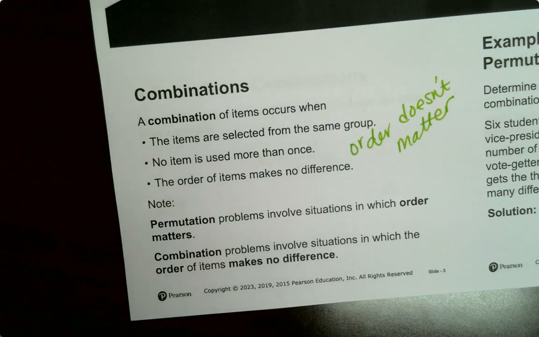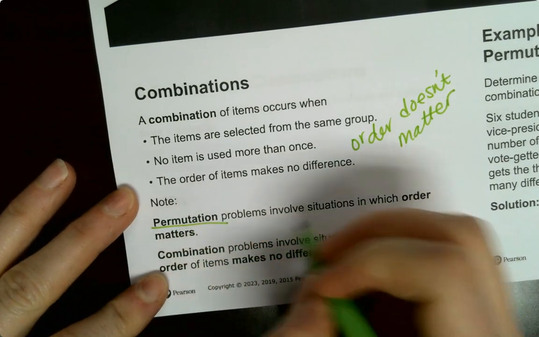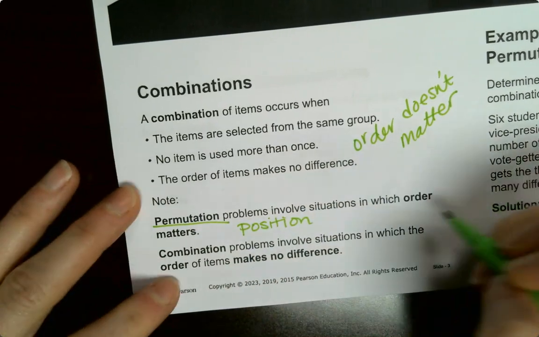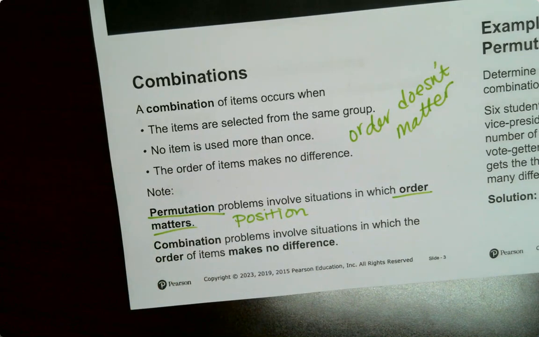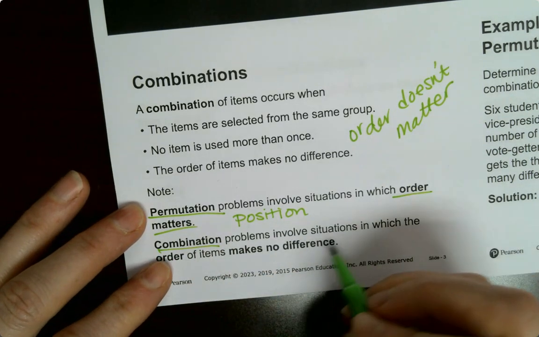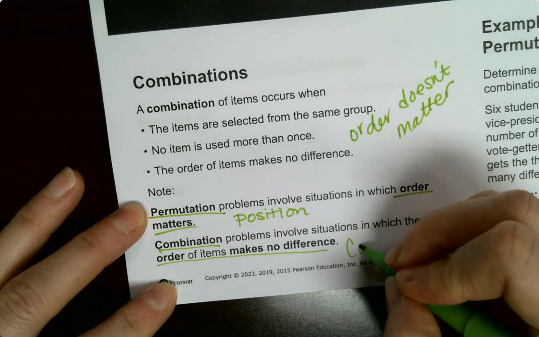These are the hardest things to remember. But the way that I remember them is permutation is all about position. So order matters. So let's say the first, second, and third place. It matters if you get first place or if you get third place. Combination involves situations where order makes no difference. So this is called committee, combination committee.